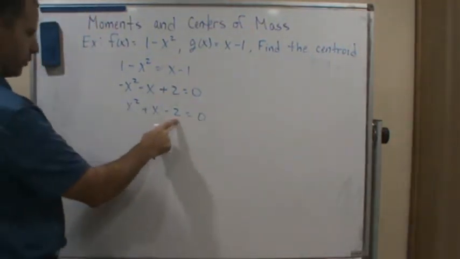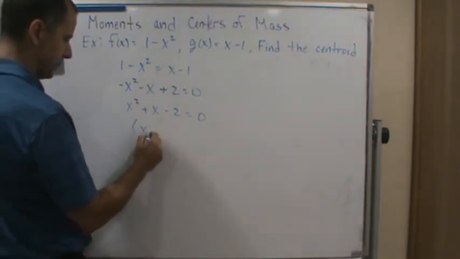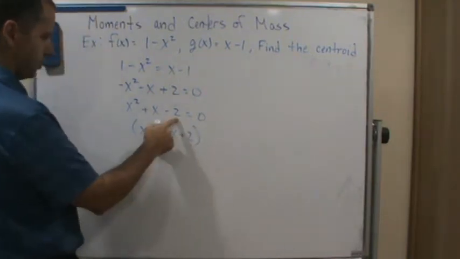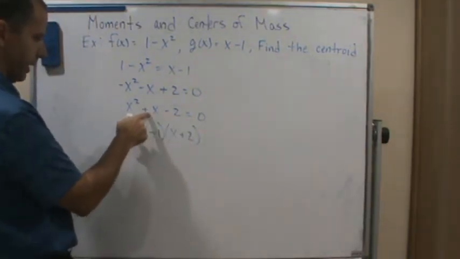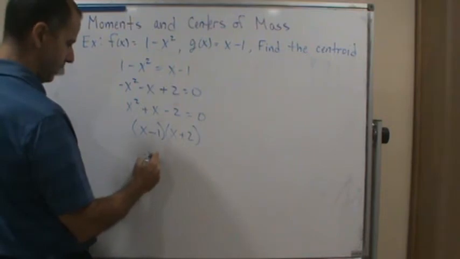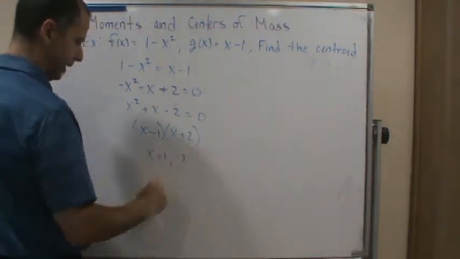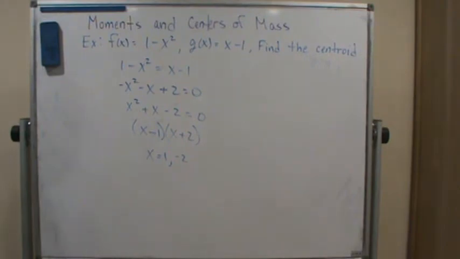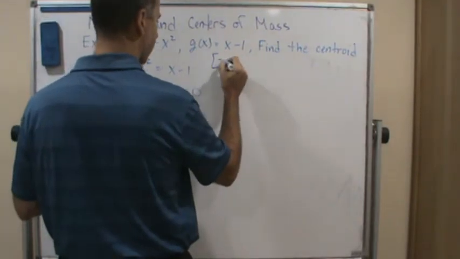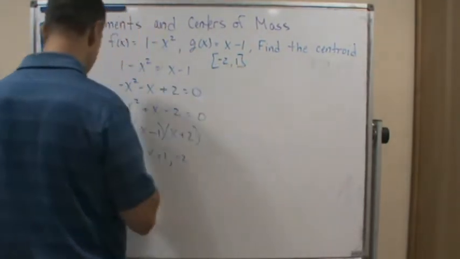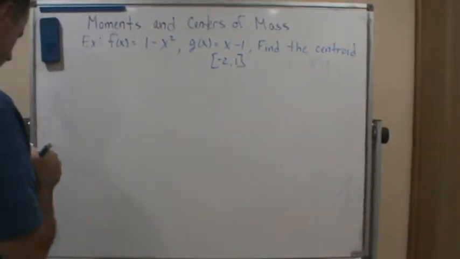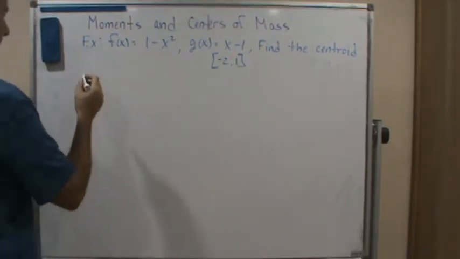And of course this is factorable. So this factors into x minus 1 times x plus 2, right? Two factors of negative 2 that add up to positive 1 are negative 1 and 2. So these are the factors. That means x equals 1 and negative 2 is where the intersections are going to happen. And so there's our interval. The interval is going to be from negative 2 to 1. And so now we're ready to go. Okay, so let's figure out the mass.